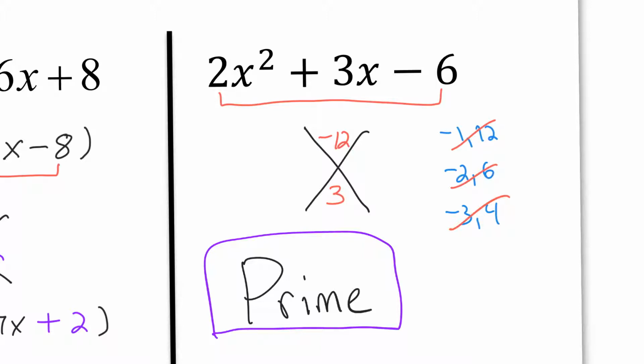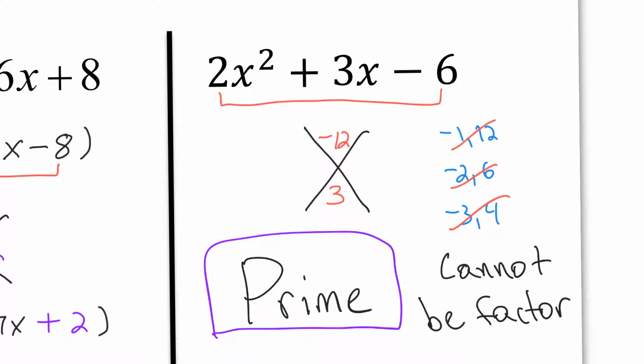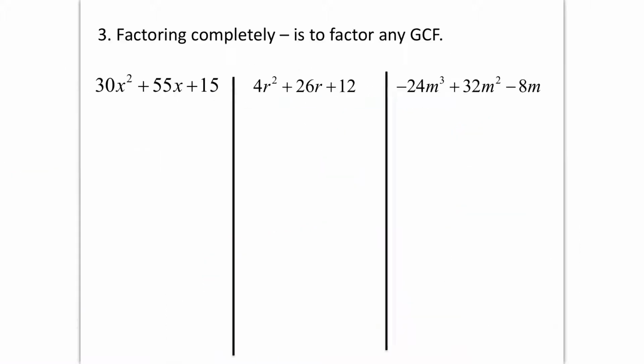So I'm just going to write this down here. The trinomial cannot be factored. Okay, so you will have your trinomial, and it is prime when you cannot find those numbers.